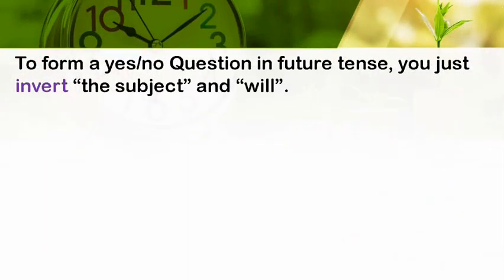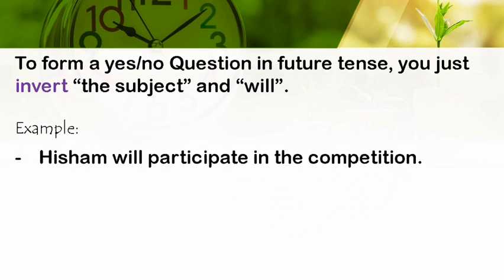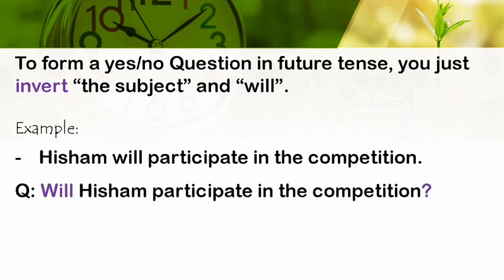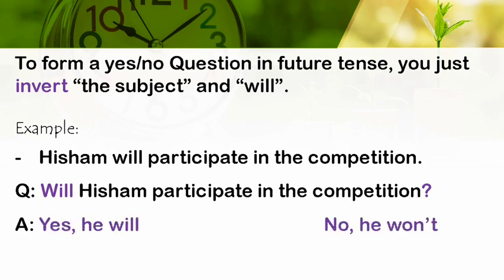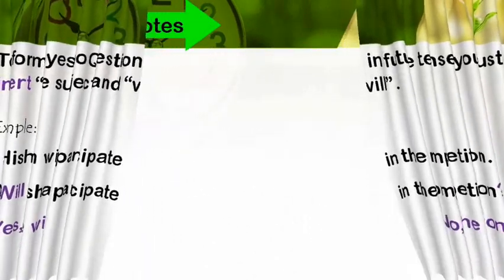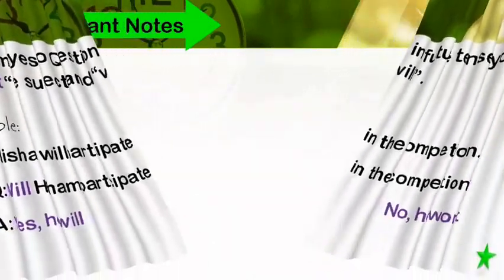To form a yes or no question in future tense, you just invert the subject and will. It's so easy. For example, Hisham will participate in the competition. If we want to make a yes or no question, we just invert will and Hisham. So it will be, will Hisham participate in the competition? Yes, he will, or no, he will not. Deal?